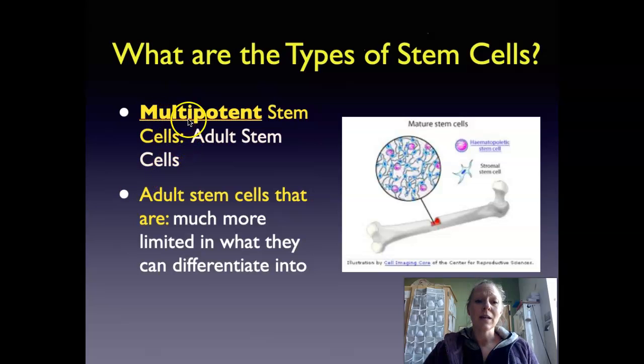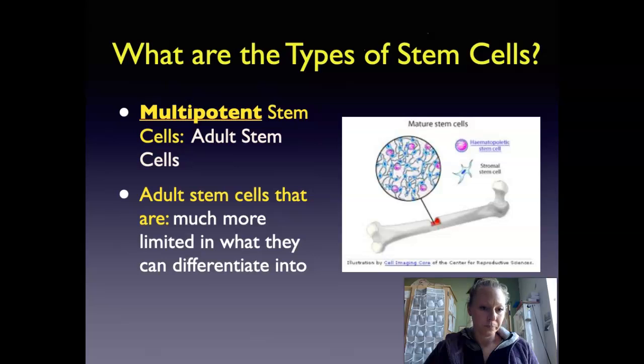So that is already differentiated. But you do still have some multipotent stem cells when you are born and as an adult. And so multipotent stem cells are called adult stem cells. Even if you're a baby, you have adult stem cells. Adult stem cells are much more limited into what they can differentiate into. But you have them because your body has to heal, because your body is constantly making new tissue. So it needs new cells.